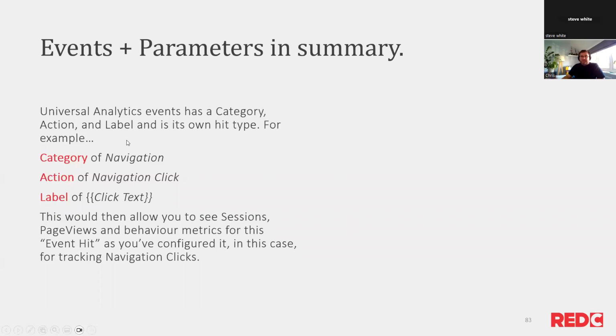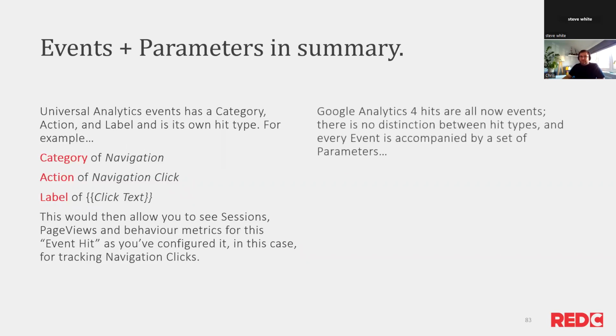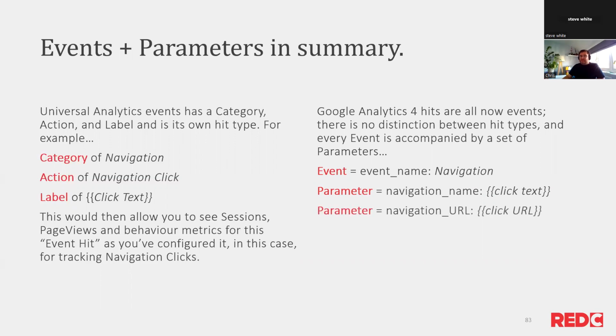So in summary, you're used to events having category, action, label. I've used the navigation one here before. In GA4, the equivalent would be your event name of navigation. Parameter would be navigation underscore name, and the value will be click text. And navigation underscore URL will be another parameter that I add to that, and that would be the click URL, and that will give me the page I'm sending a user through to. I could have another one in there of referrer URL if I wanted.